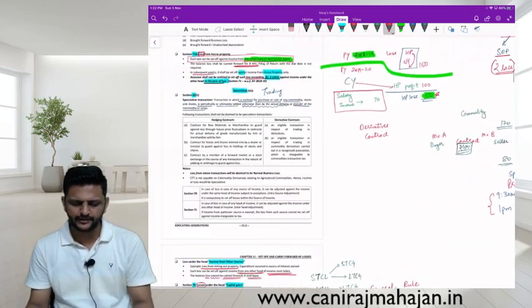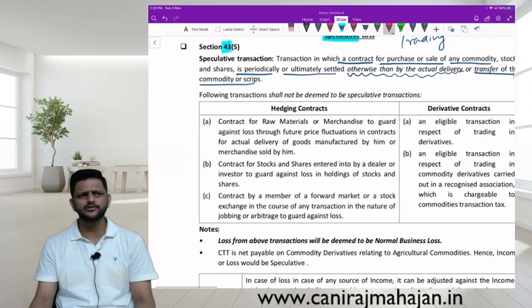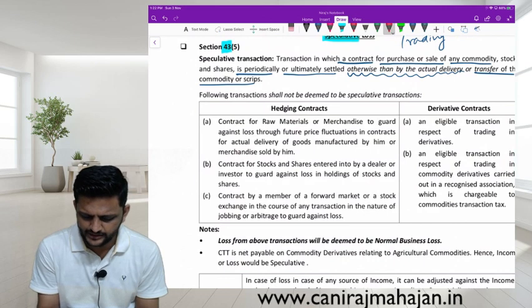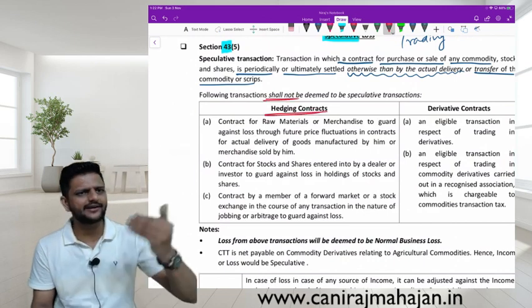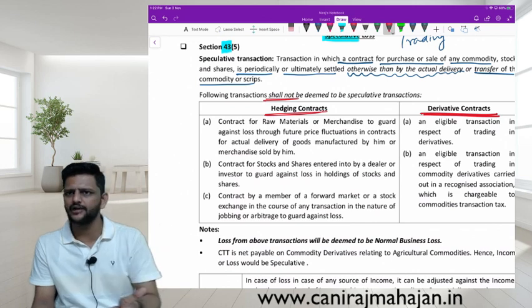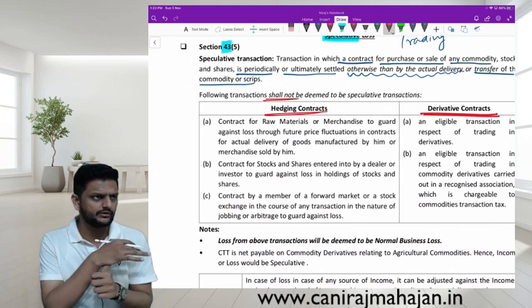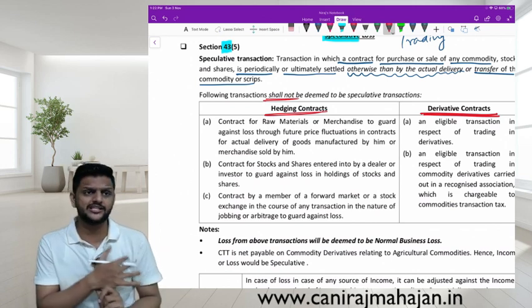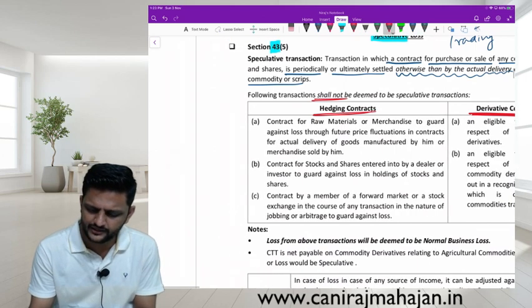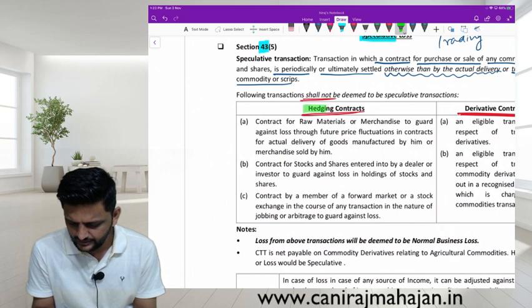So speculative can be losses. There are examples of derivatives or hedging contracts also. The following they have given that they are exceptions. See, hedging contracts and derivatives contracts, which you will learn much more in the financial management chapter, FM, your subject, as well as CA Final, you will again understand in the cases of hedging and derivatives. Hedging I can just give you a little bit brief.